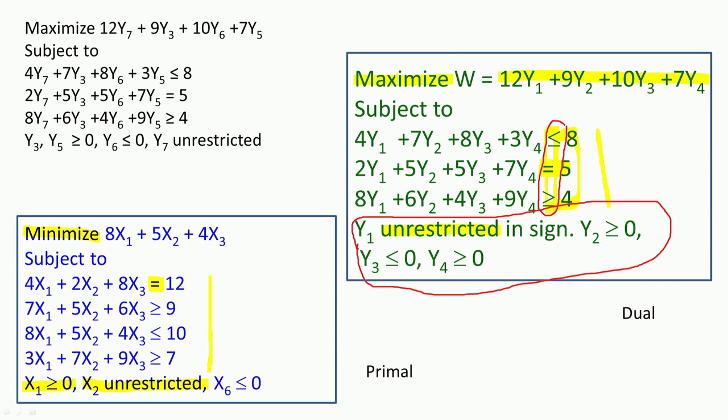In the maximization dual, the first constraint is less than or equal to. In the minimization, the third variable is less than or equal to. In the maximization, the third constraint is greater than or equal to. In the minimization primal, the second constraint is greater than or equal to. Here the second variable is greater than or equal to. So that relationship we need to understand. Now that relationship we are trying to capture here.